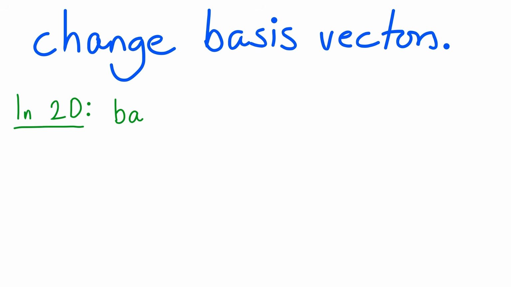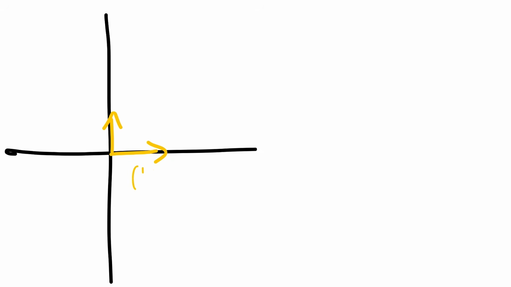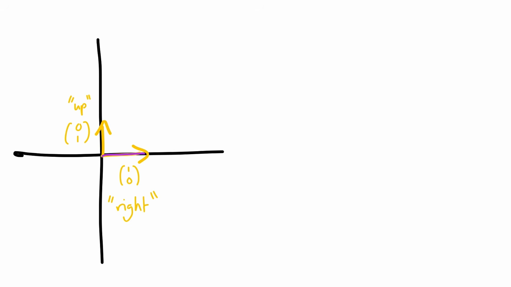In normal 2D space, the two basis vectors are (1, 0) and (0, 1), which we can describe as right and up. Furthermore, every single point in 2D space is a linear combination of these two vectors. The point (2, 3) is 2 times (1, 0) plus 3 times (0, 1), and the point (-4, 1.5) is -4 times (1, 0) plus 1.5 times (0, 1), and so on and so forth.